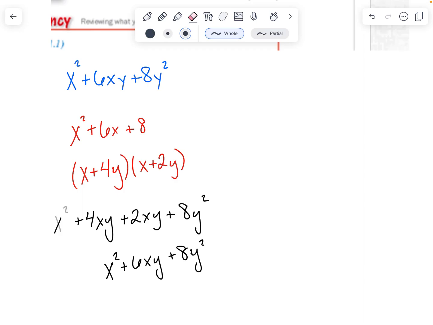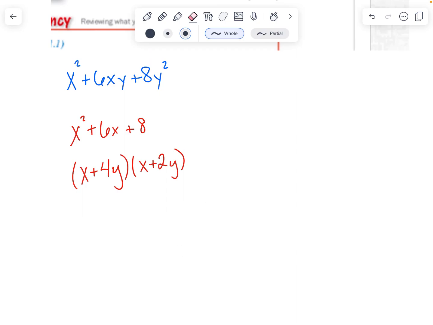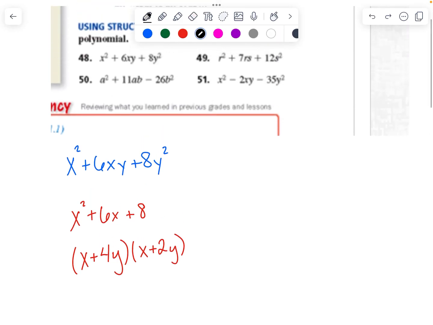So really, what did we do here? We took our original problem and we ignored the y's for a second. We factored it. And then once I figured out what that would be without the y's, I put a y on the end of each term, and I'm done.